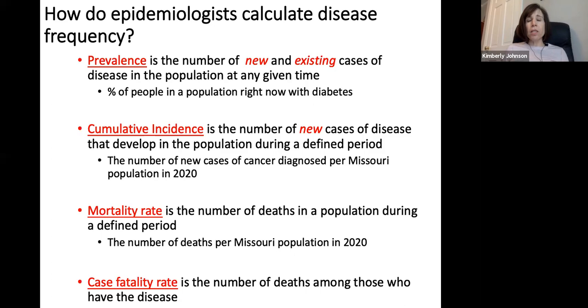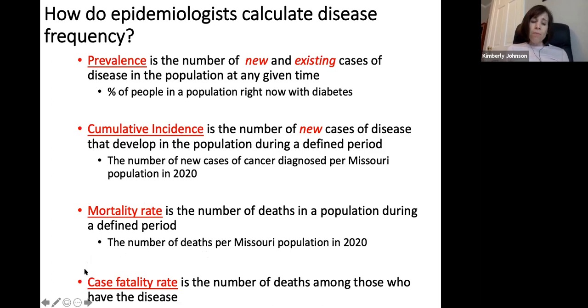And this really helps us understand trends over time. Cumulative incidence is usually calculated on an annual basis. So for example, the number of new cases of cancer diagnosed per Missouri population in 2020. We can use this data that we collect every year to compare how incidence is varying across years. Mortality rate is another measure, and this is like cumulative incidence, but it's the number of deaths in a population during a defined period. So the number of deaths per Missouri population in 2020.